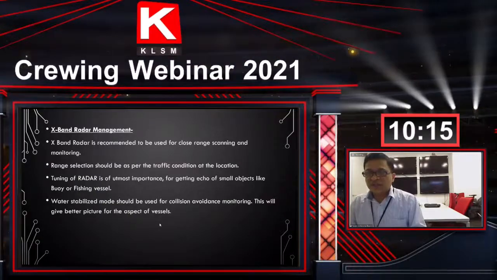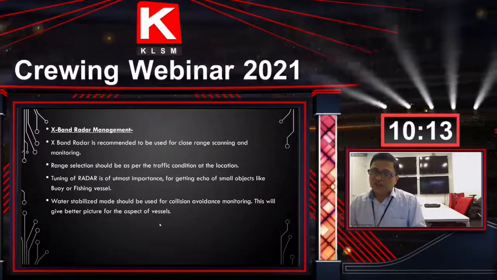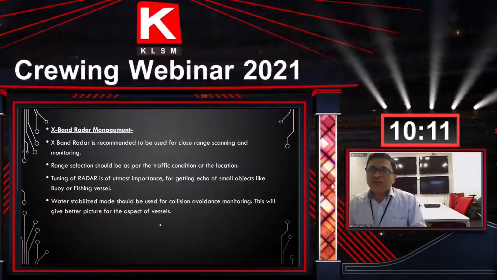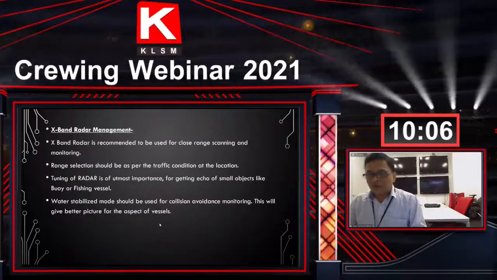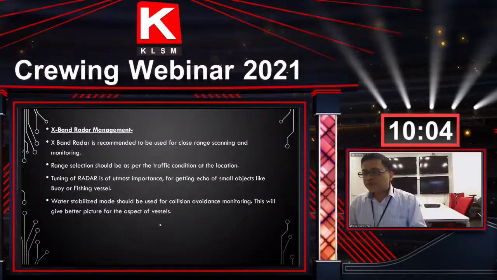Presently, 3 LNG vessels in the dry dock have had their S-band changed. For X-band, SSD radar is not yet available in the market. It's under trial, but we hope it will be available very soon.